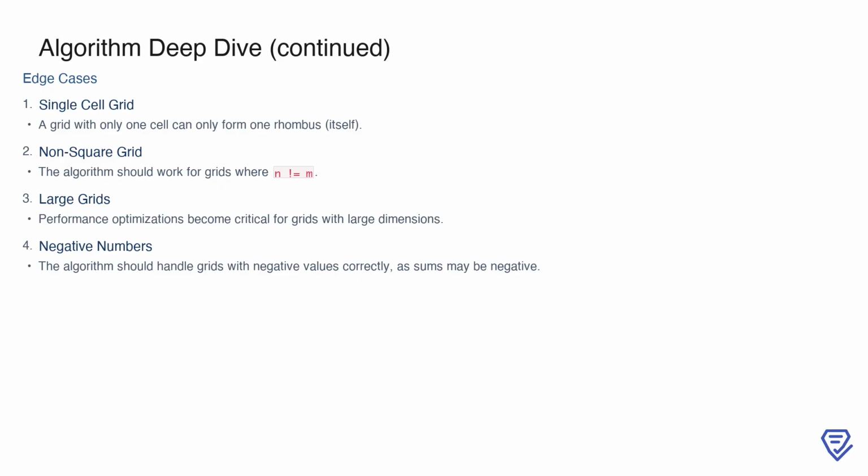For a single-cell grid, the only possible rhombus is the cell itself, making the sum trivial to compute. In non-square grids, where the number of rows and columns differ, the algorithm must still handle rhombuses correctly. For large grids, performance optimizations become critical to manage the increased computational load. Finally, grids with negative numbers must be handled appropriately, as rhombus sums may result in negative values. Accounting for these cases ensures the algorithm is robust across a wide range of inputs.